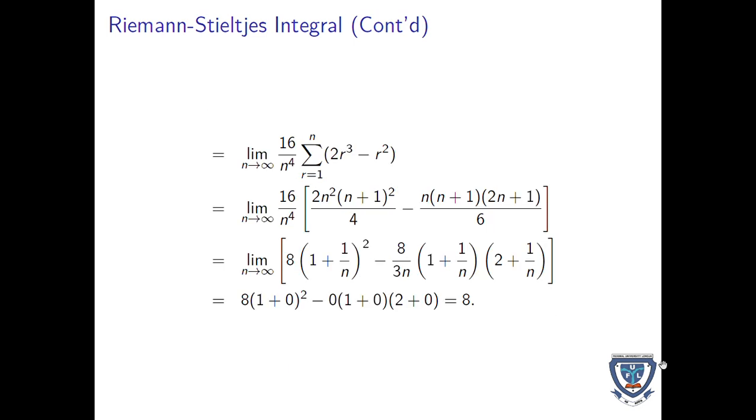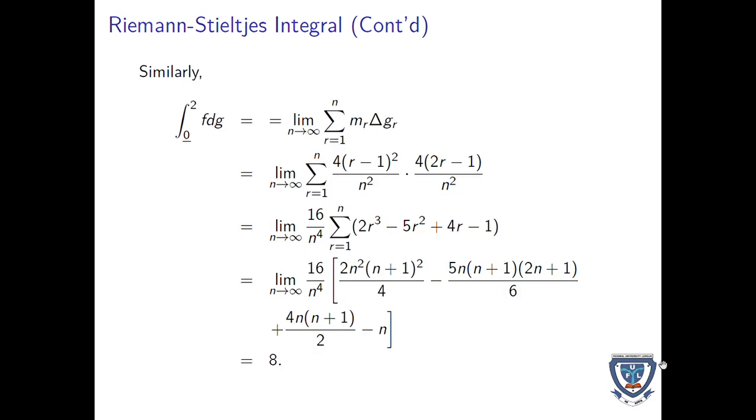And you continue simplifying, you're going to have 16 over n raised to the power 4 factored out, and you have the summation of 2r cubed minus n squared. And when you continue simplifying, you're going to get 8. You're going to get 8 for the upper Riemann-Stieltjes.